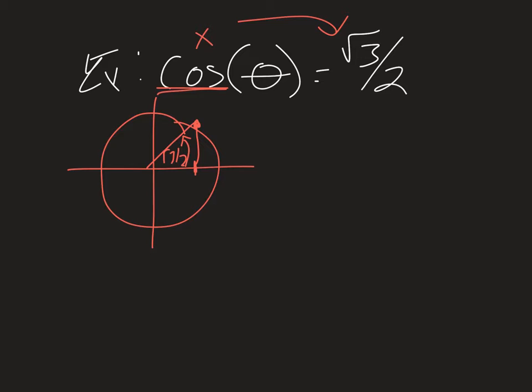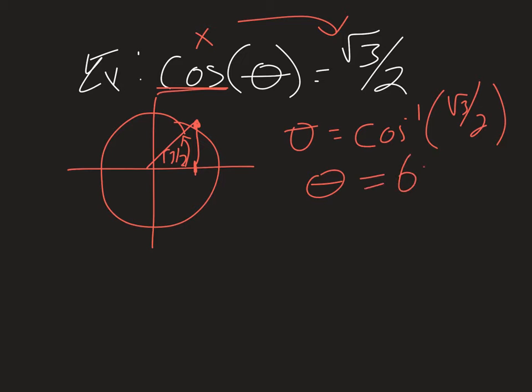If we're looking at it, what it's saying is that our x-coordinate is square root of 3 over 2, the base of our triangle. Now, if we think about this, we can use our inverse trigonometric knowledge. We could say theta equals the inverse cosine of square root of 3 over 2, which, if we're using degrees, that would be 60 degrees. So that would tell us what this blue angle is.